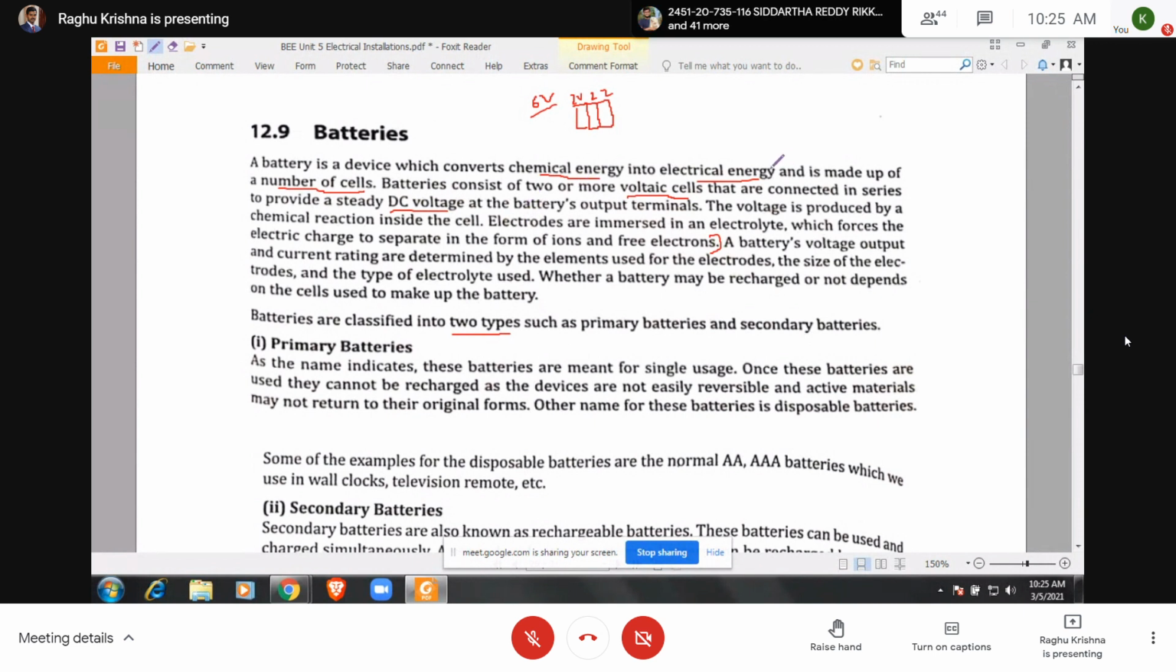Next, the voltage is produced by chemical reaction inside the cell. Here you can see electrodes are immersed in an electrolyte, which forces the electric charge to separate in the form of ions and free electrons. You will be having free electrons. The movement of these electrons causes the current.